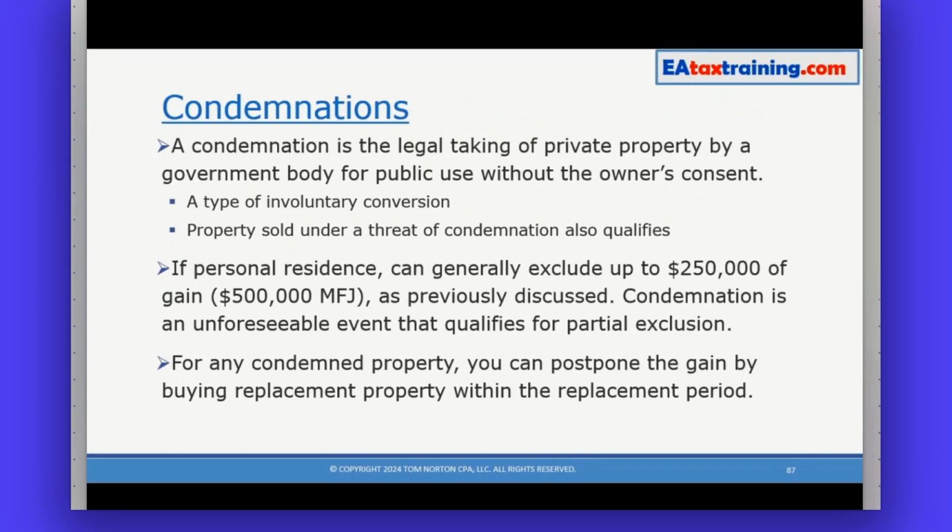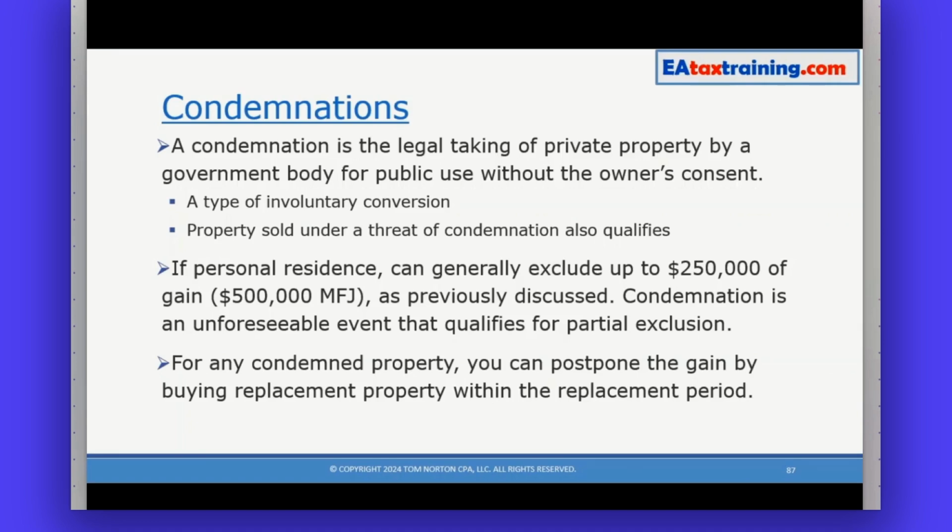Condemnations. So a condemnation is the legal taking of private property by a government body for public use without the owner's consent. This is a type of involuntary conversion, a type of 1033 transaction. Property sold under a threat of condemnation also qualifies. The classic example is the state is going to build a highway and they are going to condemn all of the property that is in the path of the new highway. When they condemn it, they don't just get to take it. They are required to pay the property owners the fair market value of their property. So that's what we're talking about here.